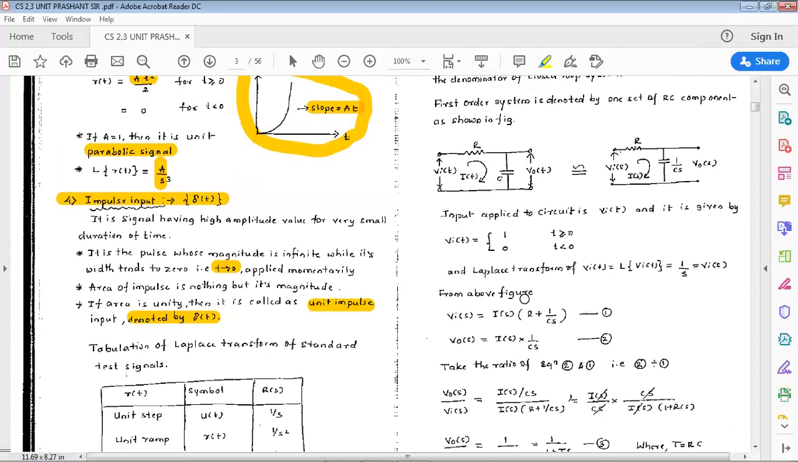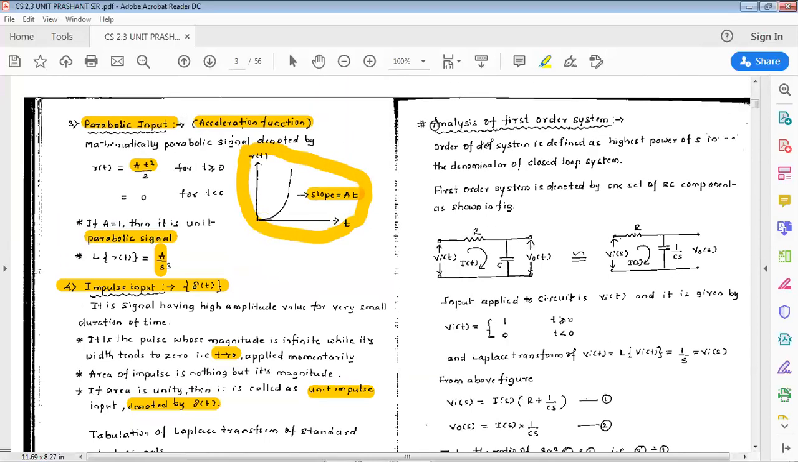Next, we move on to the next concept, analysis of first order system. The order of the system is defined as the highest power of s in the denominator of the closed loop system. We have discussed this in the previous module. Where in the denominator we have the highest power of s, that is called the order of a system.